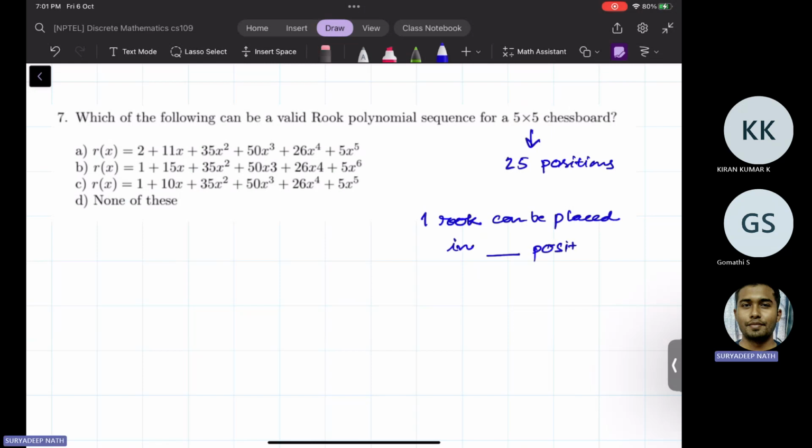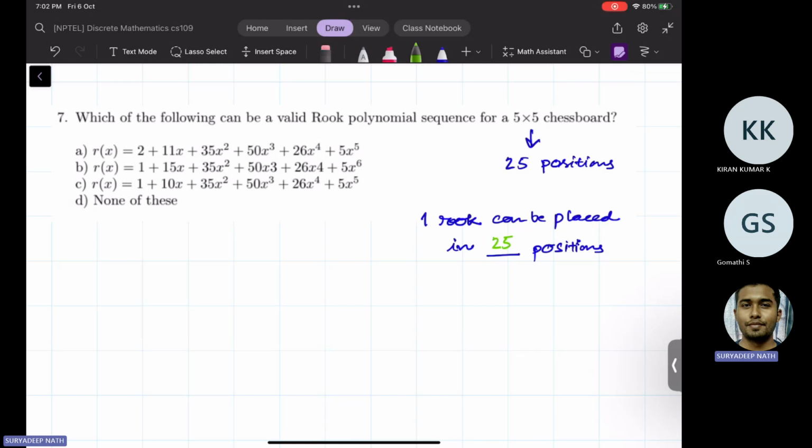Can anyone take a guess? So we have 25 positions on the chessboard and we have one rook. So in how many ways can you place it? Anyone? 25 ways. Yeah, you're right. So there are 25 positions and you have one rook, you can place it anywhere. There are no other pieces on the board. So the right answer is 25.